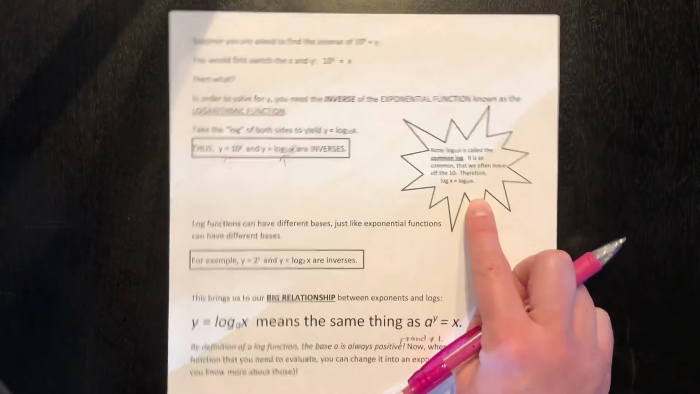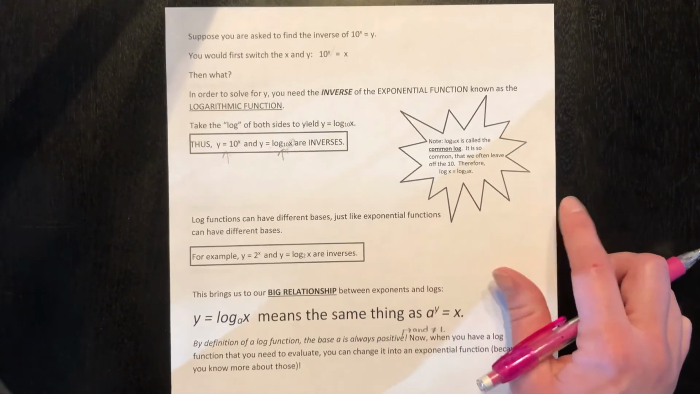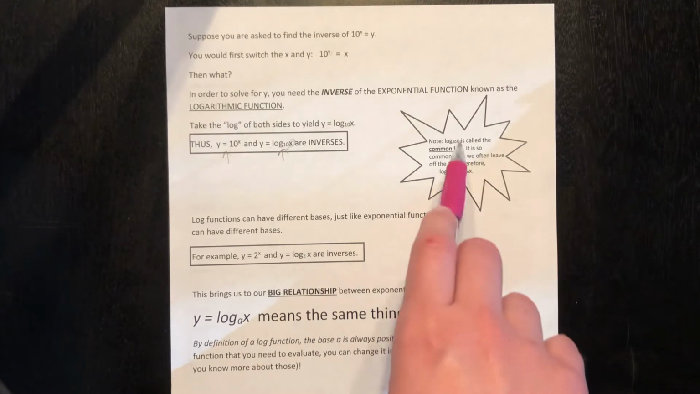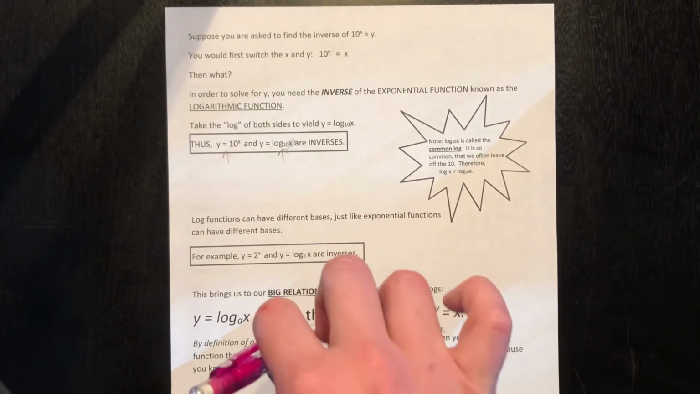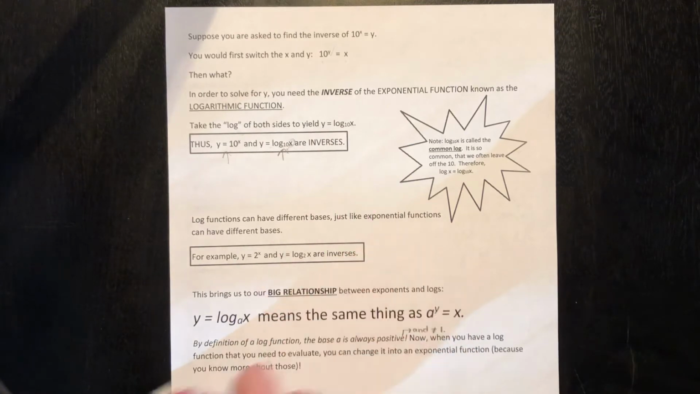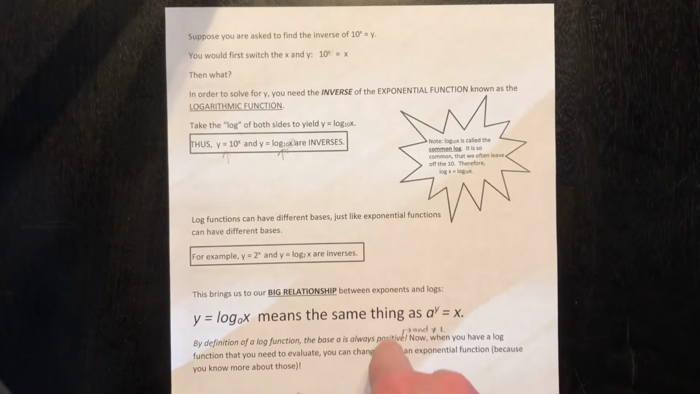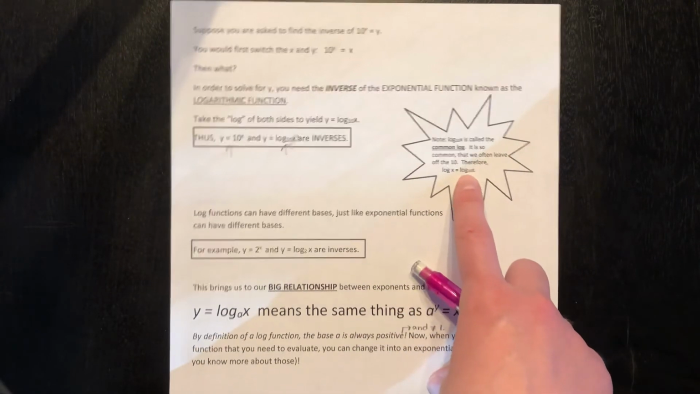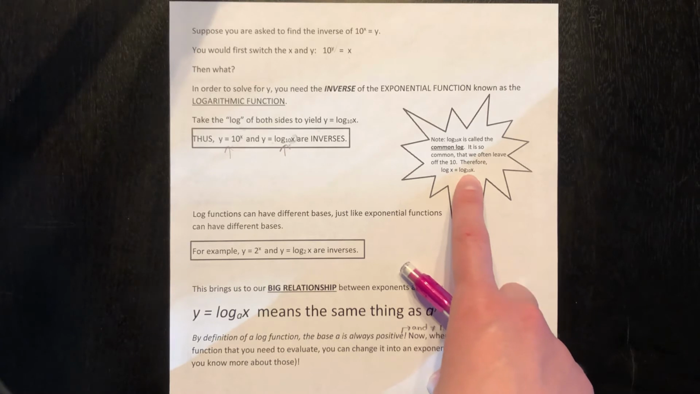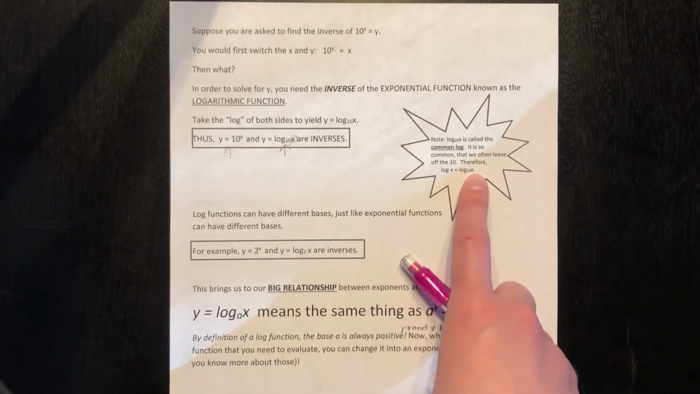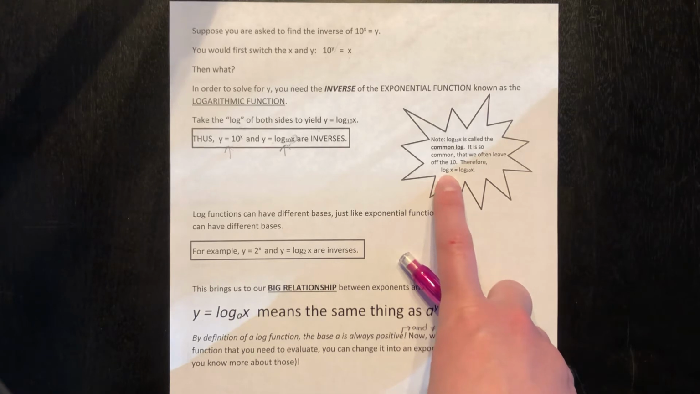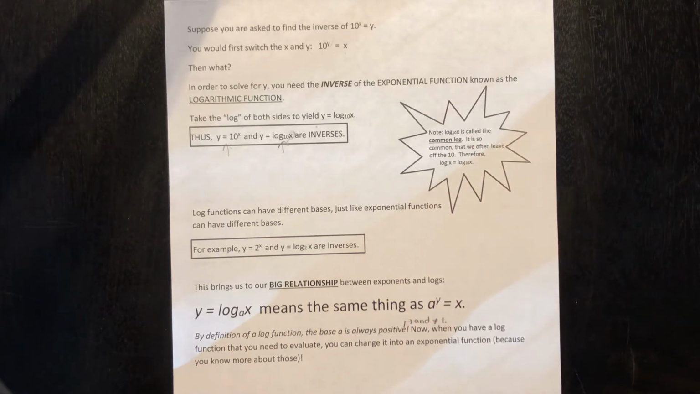Now I want to pause here and look at this little star because this is definitely something that you should be aware of. Log base 10 of x is also called the common log because it is so common to have a base 10. You know, our number system is a base 10 system. So it is so common that we actually don't write the little 10, the subscript 10. You probably won't see that anymore. If we're talking about a base 10, we just write it as nothing, log x. If you see log x written somewhere, then it is assumed that it is a log base 10 of x, okay?